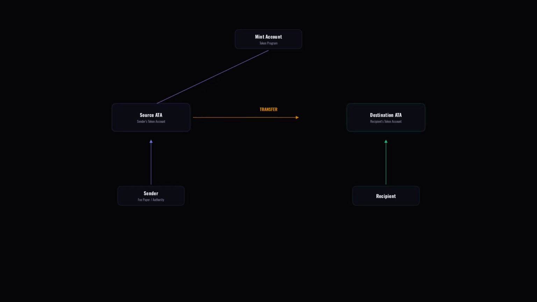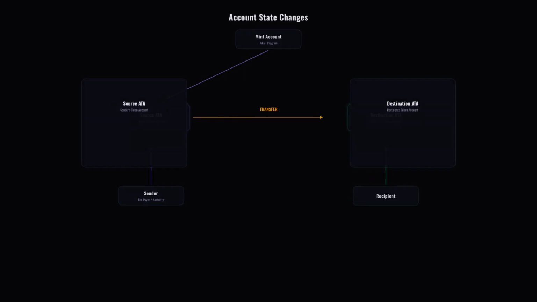To transfer tokens on Solana, you need associated token accounts for both the sender and recipient. Each ATA is linked to a specific mint. Only the source account owner can authorize the transfer. Now let's look at how the account state actually changes.